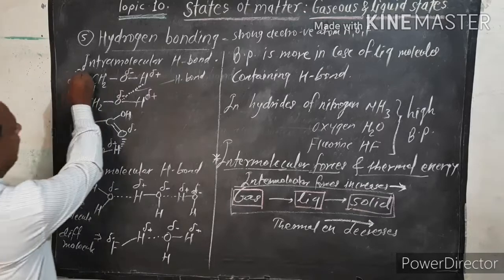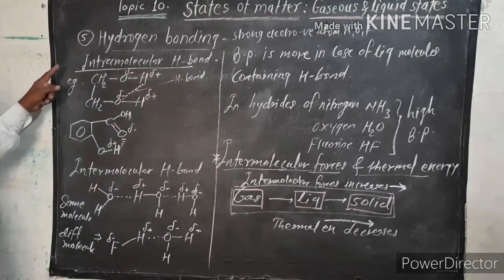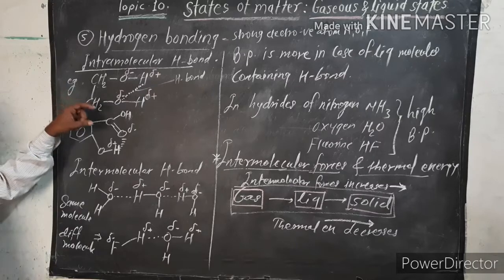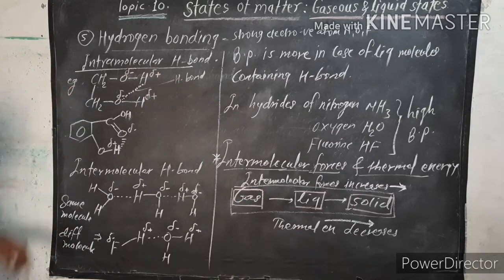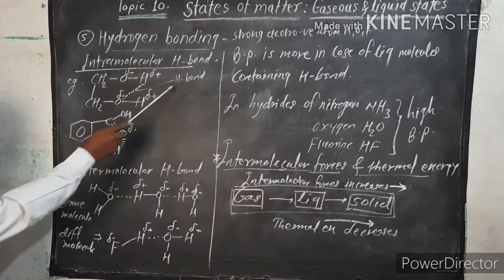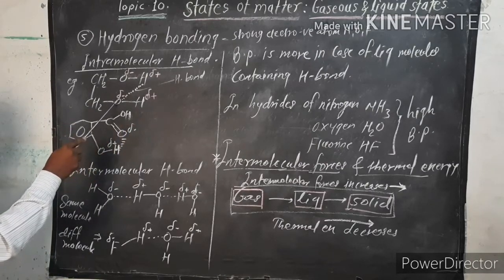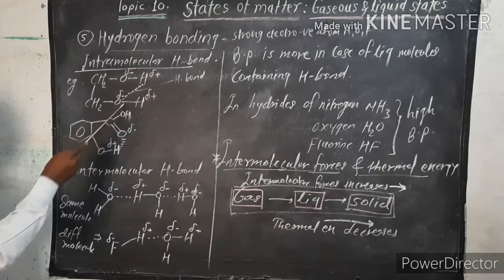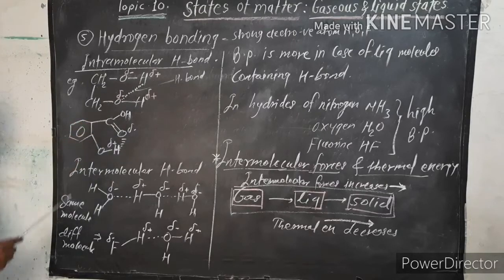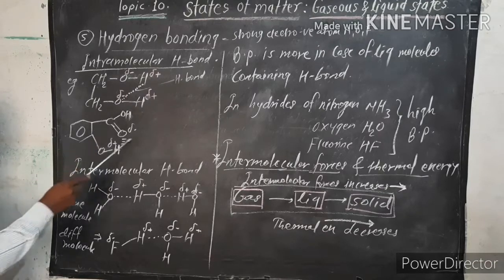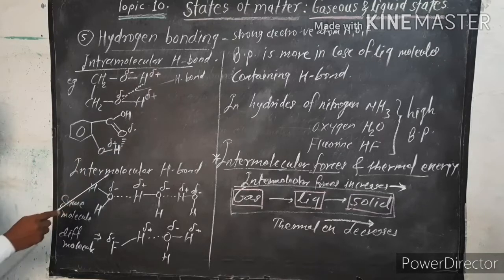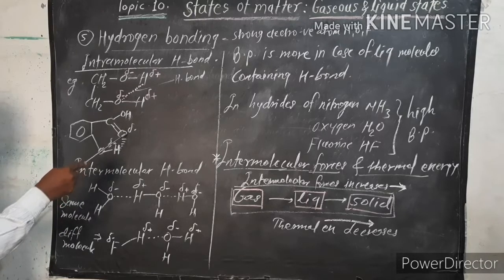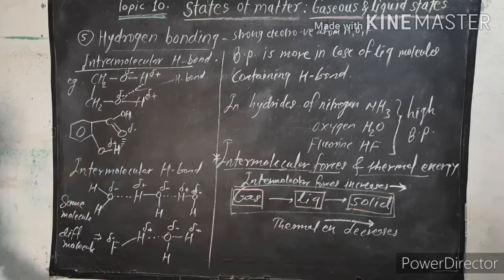Intramolecular hydrogen bond is the hydrogen bond formation within a single molecule. For example, this is ethylene glycol. Look here, this is CH2OH, and the negatively charged oxygen forms a bond with the hydrogen. So within the molecule, hydrogen bonding takes place. Another example is salicylic acid. Look here, this is the COOH group and this is the OH group. Again, a hydrogen bond forms between this oxygen and this hydrogen.